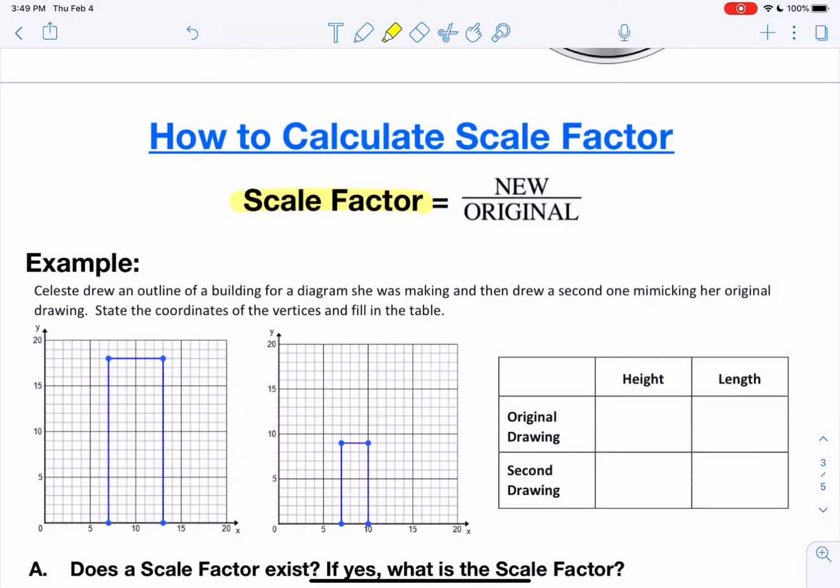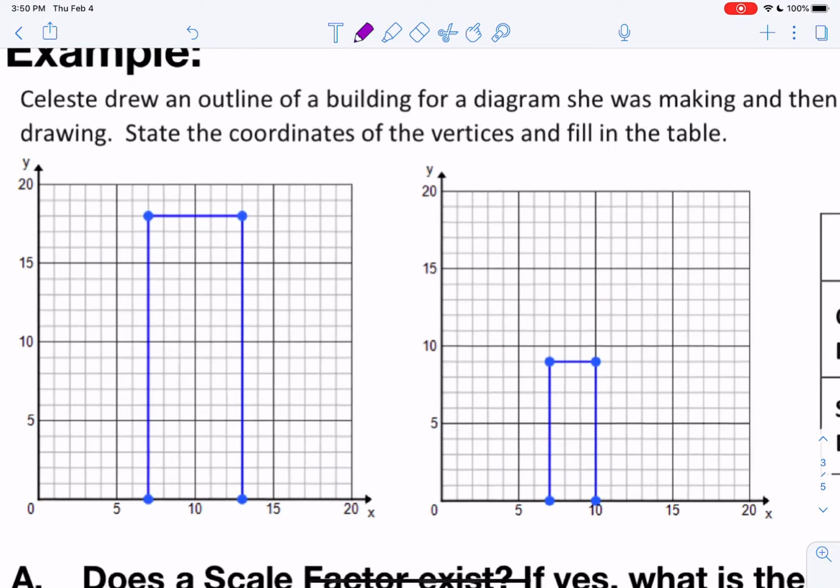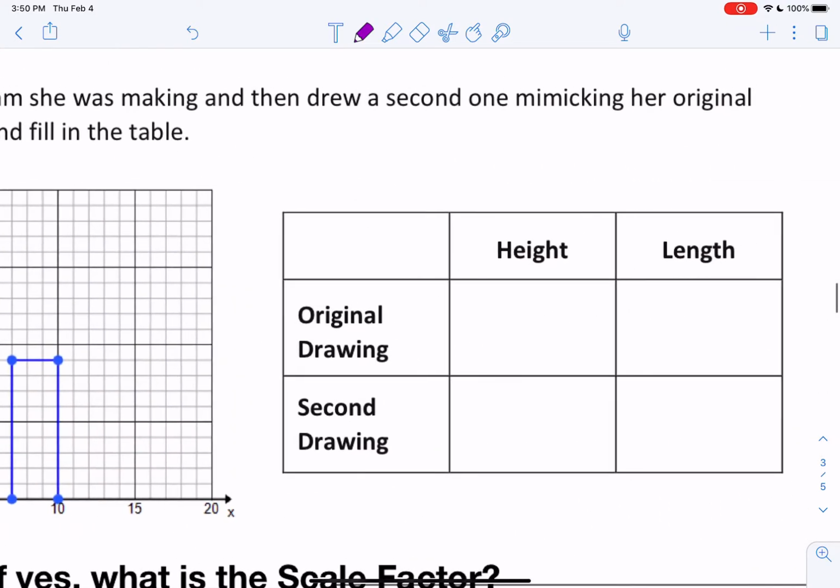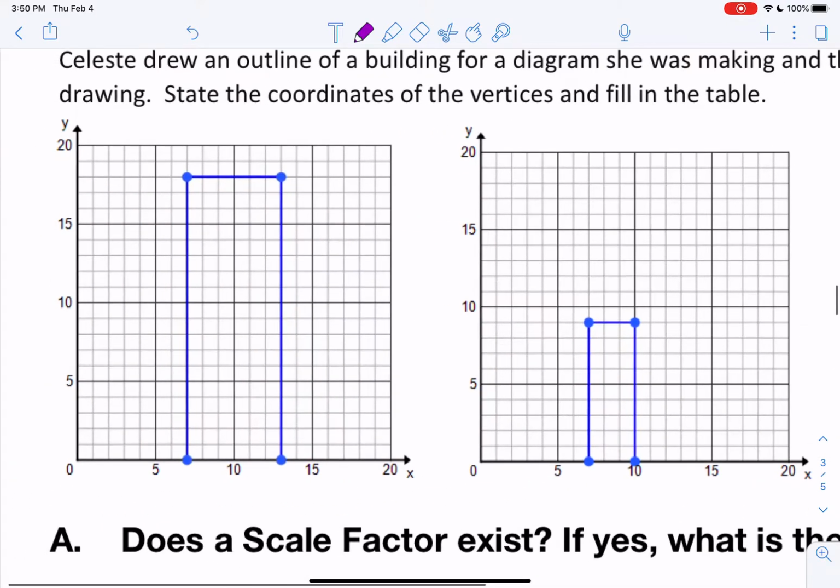Celeste drew an outline of a building for a diagram she was making, and then drew a second one mimicking her original drawing. State the coordinates of the vertices and fill in the table below. So let's go ahead and take a look. In the first building, we're going to be looking at the height and the length. Okay, so let's look at the height first.